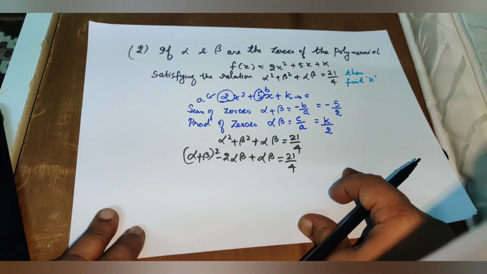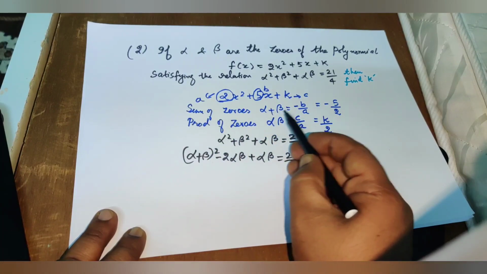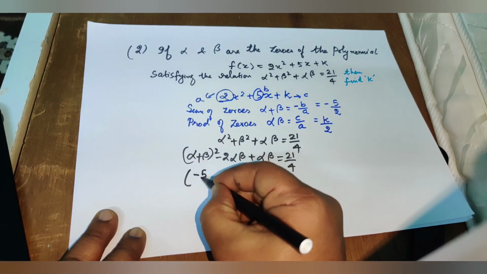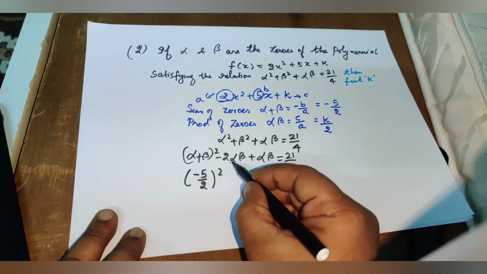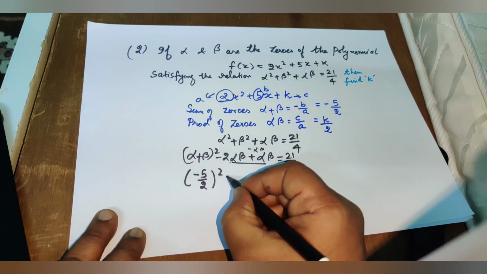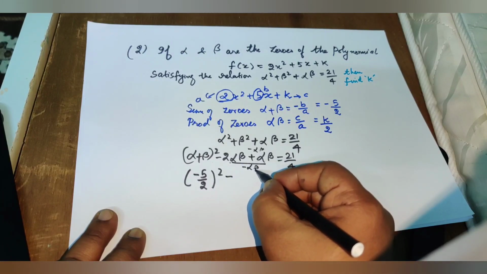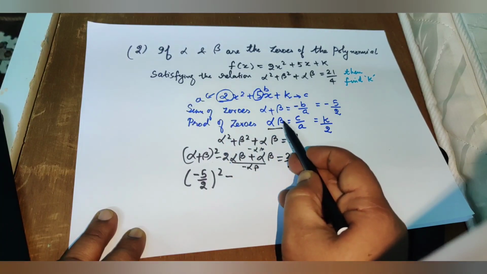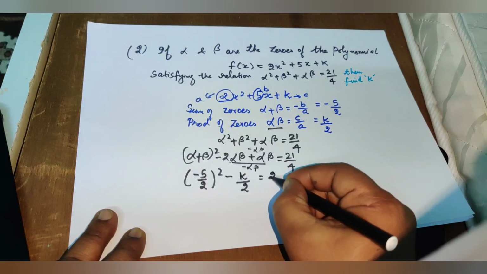And kindly notice, this question is kind of important. Alpha plus beta is the sum of the zeros that we have already found, which is minus 5/2. But here it is alpha plus beta the whole square, so we need to square it: minus 5/2 the whole square. And minus 2 alpha beta plus alpha beta is minus 2 plus 1, which is just minus alpha beta. Alpha beta is the product of the zeros, which is k/2. So minus k/2 is equal to 21/4.